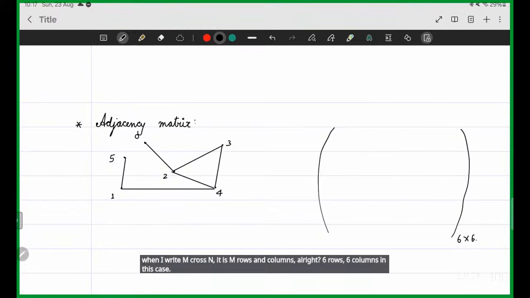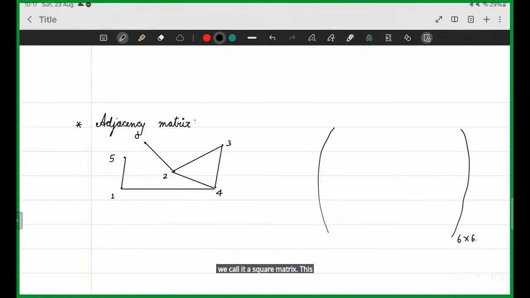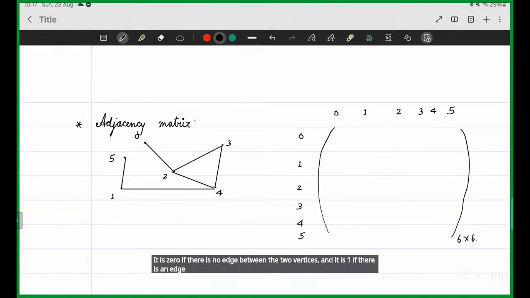Whenever the number of rows and columns are the same, we call it a square matrix. This is a square matrix with each row corresponding to your vertices and each column also corresponding to the vertices 0, 1, 2, 3, 4, 5. Now, all the entries in this matrix are 0 or 1. It is 0 if there is no edge between the two vertices, and it is 1 if there is an edge. It's as simple as that.